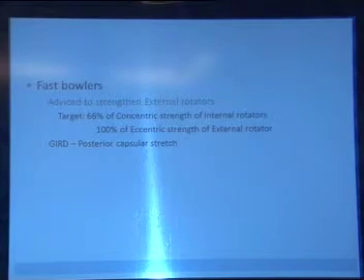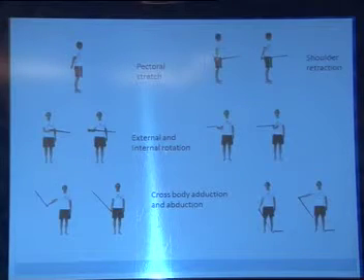Fast bowlers are the risky ones. And the papers show that the target for bowlers should be at least 66% concentric strength of internal rotators, and in the same way 100% eccentric strength of external rotators. If they can achieve that, they are optimized for bowling practice. So I generally advise them to do isokinetic exercises with a resistance band, TheraBand, pectoral stretch, shoulder retraction, rotation movements, and cross-body adduction and abduction.